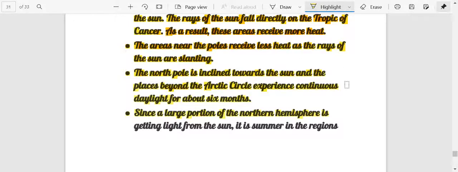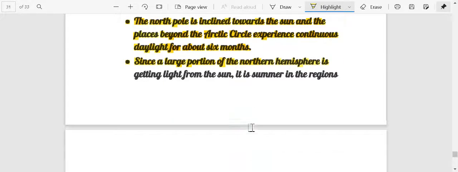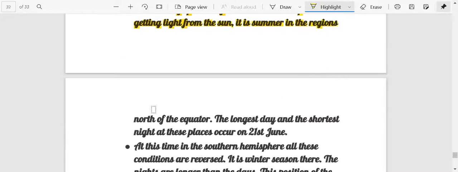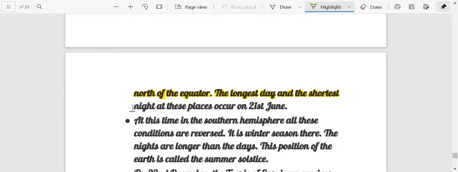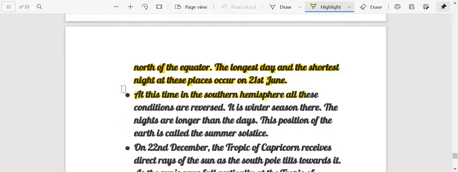and the North Pole is inclined towards the sun, and the places beyond the Arctic Circle experience continuous daylight for about 6 months. Since a larger portion of the northern hemisphere is getting light from the sun, it is summer in the regions north of the equator, that is the northern hemisphere. And the longest day and the shortest night at these places are on 21st June.